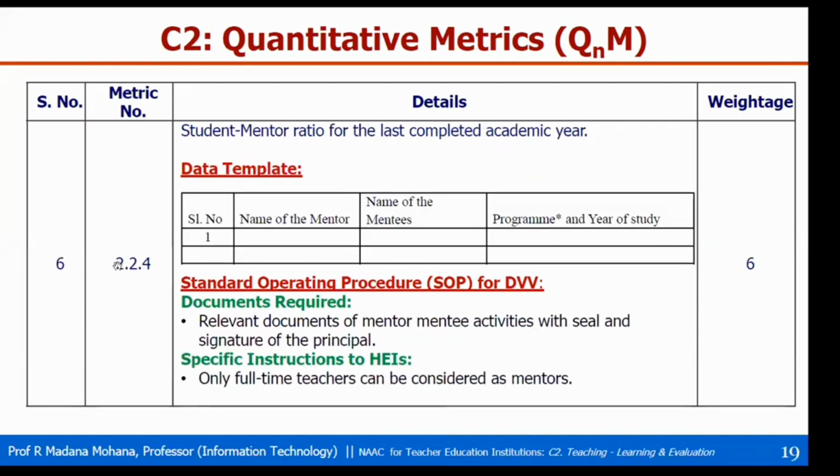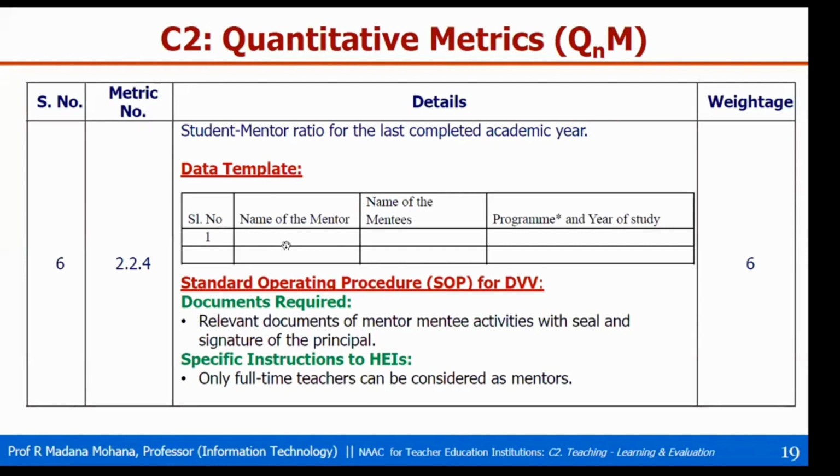Then 2.2.4, it is related to student mentor ratio. For the last completed academic year, last completed means latest, 2021-22 is the latest completed. Suppose you are still in 2021-22, then we can consider 2020-21. So if you are submitting your application immediately, let us assume you are still at the end of 21-22, then you can consider 2021 as the latest completed year.